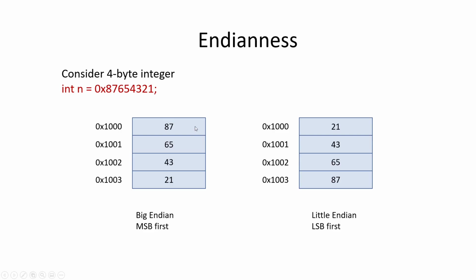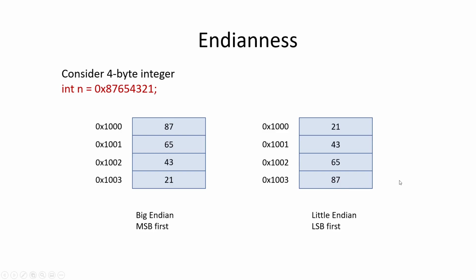The name actually comes from Gulliver's Travels. I'll put the little story up in a second. You can pause and read it. So I've got two choices. The big end first, big endian, means I'm going to put the most significant byte first, so the 87 in this case, and then I'm just going to list the others. For little endian, I'm putting the least significant byte, B0 here, first. So 21, then 43, 65, and 87.